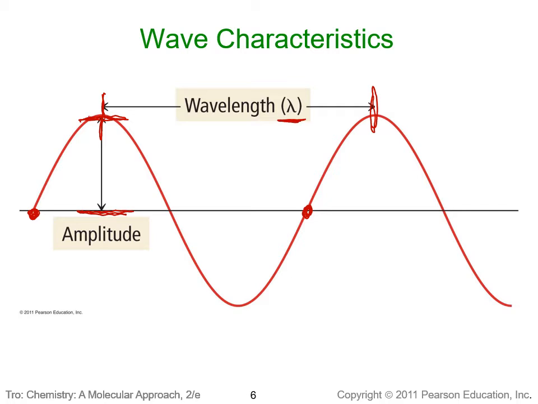So there's different points in which we can measure. Another way we could measure would be from the trough. The trough is the lowest part of the wave, from one trough to the next. Again, we would get the same measurement, lambda, but another way that we could measure.